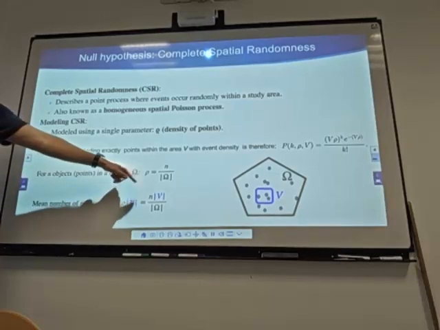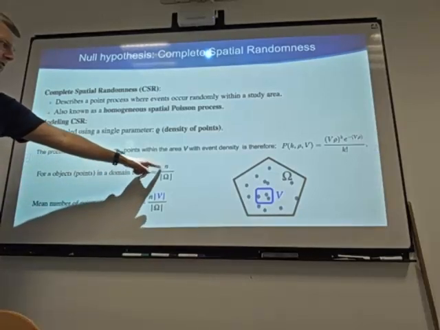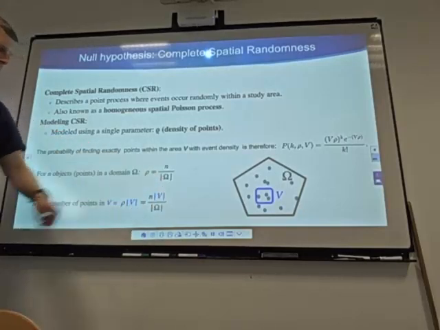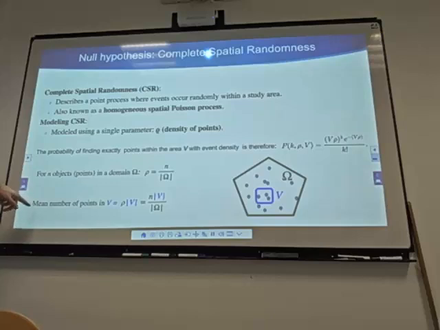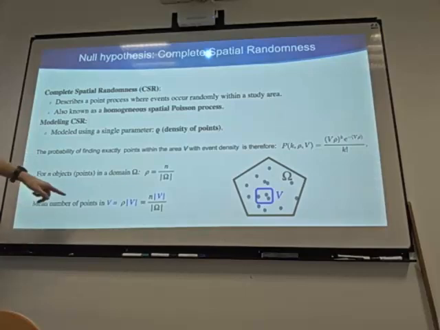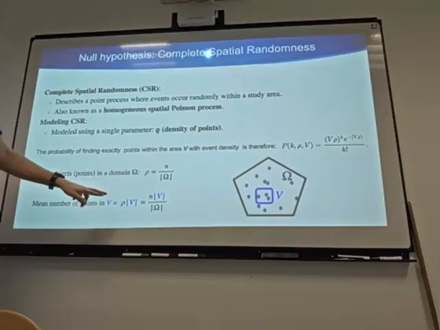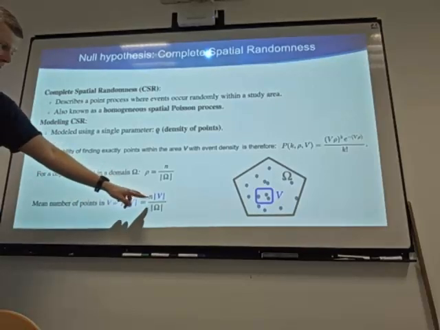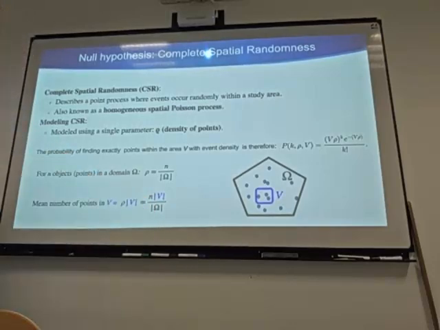As I mentioned before, rho can be quite naturally estimated as the total number of points divided by the size of the domain. Another view of the main hypothesis is that the mean number of points inside V is rho V, which is n V divided by omega. In a homogeneous Poisson process, the probability to find a given point in V is the size of V divided by omega. So it's quite a natural definition.